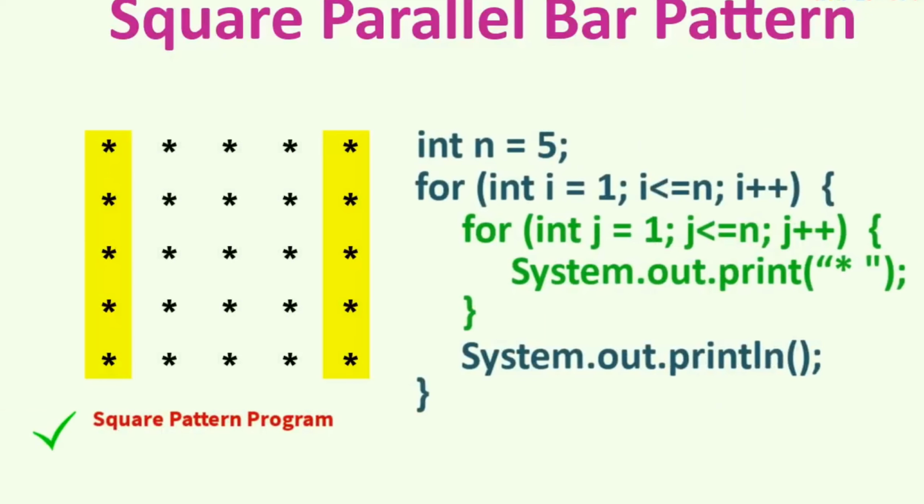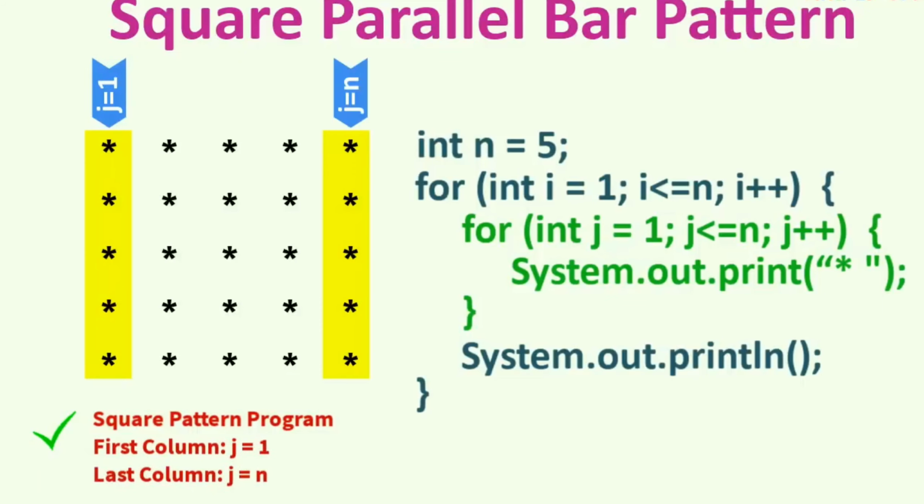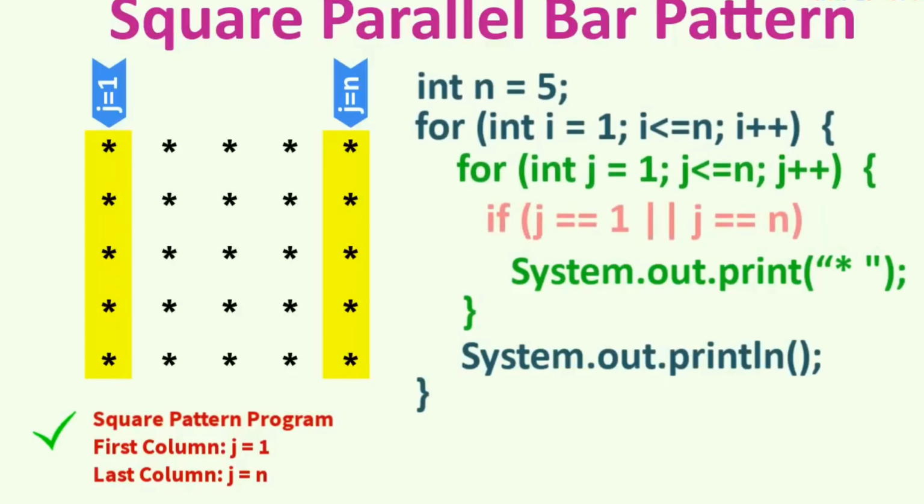Let's first start with the simple program which asks us to print parallel bars, or the first and last column of a square. We will first get in the pattern program we just learned for square. Now when we learnt indexes, we learned that the first column is where j is 1 and the last column is where j is n. So what we will do is add an if condition inside our nested loop. We will just check if j is 1 or j is 5. Only in this condition we will print a star. So with just this change, will we get the new pattern?